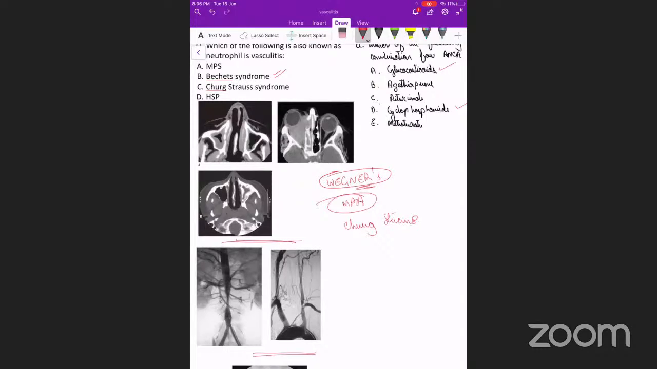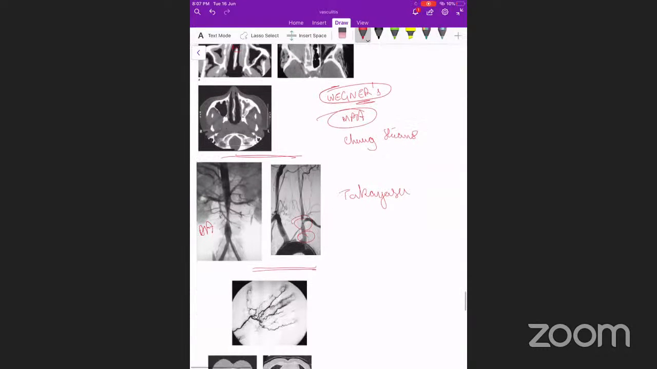Someone is telling syphilis also we can think of, since there is septal involvement and all. Yeah, syphilis also we can think of. Yeah, it is Takayasu arteritis. It is involving a large vessel, the descending aorta, and branches of the arch of aorta. Over here, there is left common carotid narrowing. So this is this one.